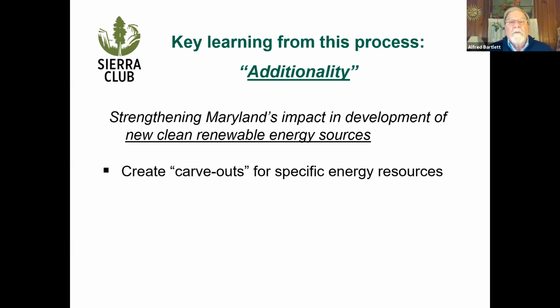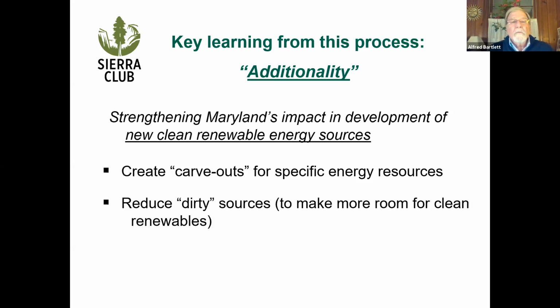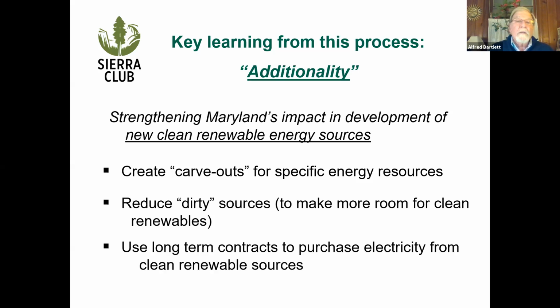One is to create carve-outs for specific energy resources. What that means is we have to have a certain amount of solar. We have to have a certain amount of offshore wind. It's in the law. That makes those things happen. Another way is to actually take some of those what we call dirty sources, the combustibles that generate carbon and other pollutants. And if you take more of those out, that leaves more room under whatever level of RPS target you have in that year, leaves more room for clean energy sources. And the third way is to use long-term contracts, the way Massachusetts did, to actually purchase electricity from clean energy sources that are specified by the contract.